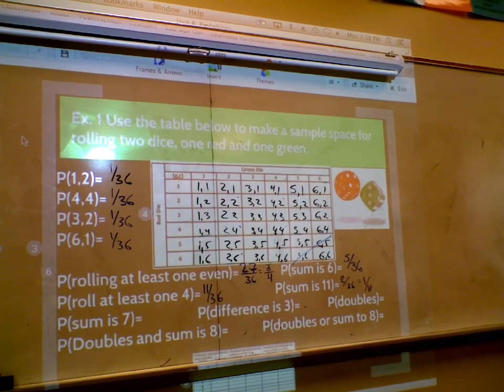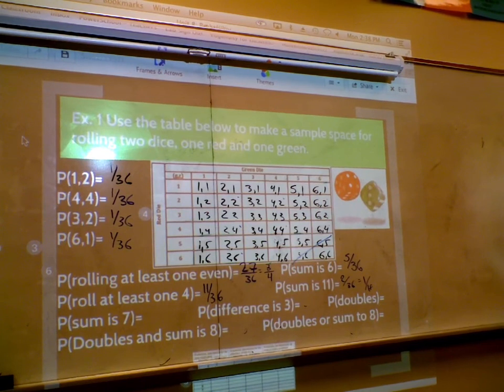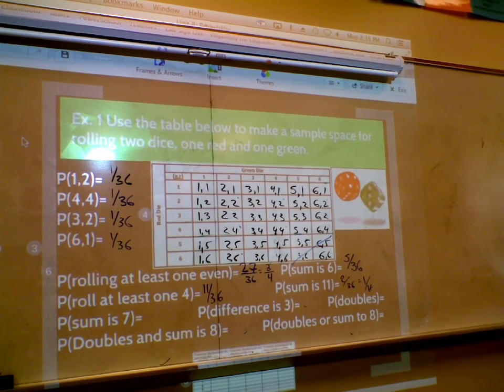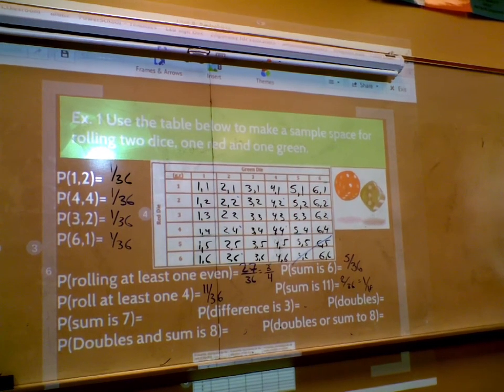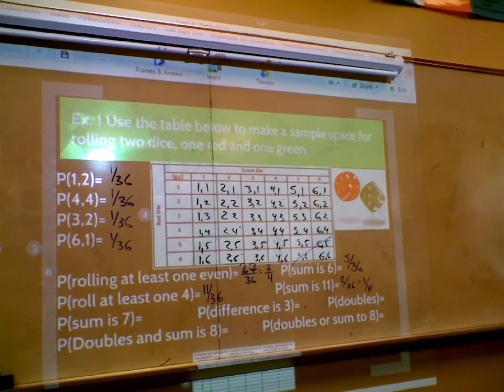Okay, sum is 7, difference is 3, and doubles, Alexis. Wait, difference is 3, what do you mean? Like between the two numbers? It's like 2 and 5 have a difference of 3. Oh yeah. Wait, why did you say mine? Because you were talking. 6 out of 36.